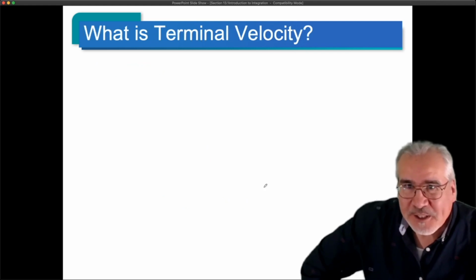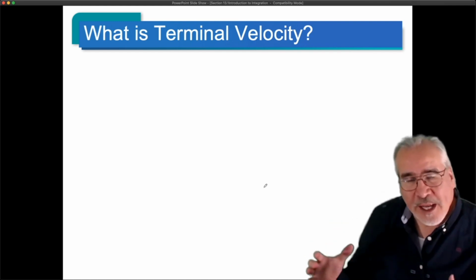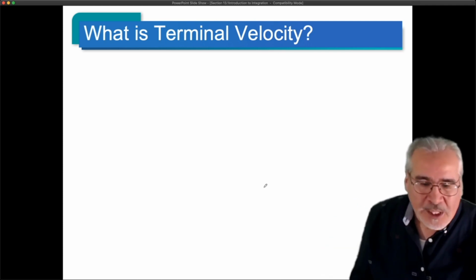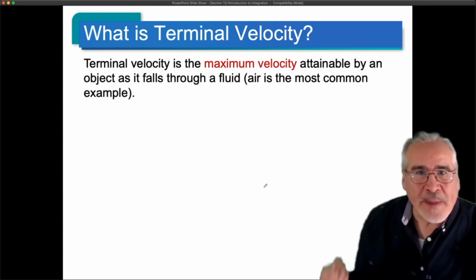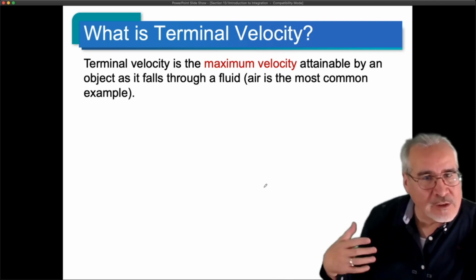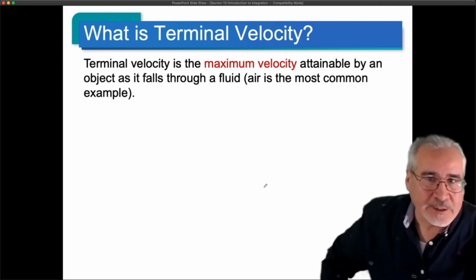But if you're interested, there's something called terminal velocity. And because there is air resistance, at least in our atmosphere, right? If you're in space, it's different, but here we've got air resistance. So terminal velocity is simply the maximum velocity that an object can obtain. And it's different for different objects because it depends on the resistance from the air.